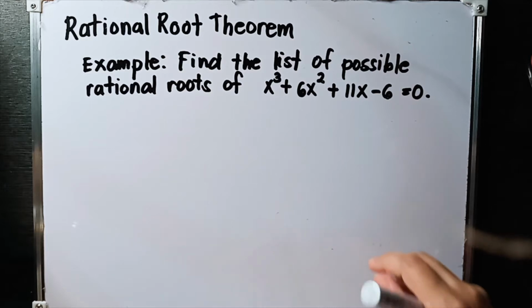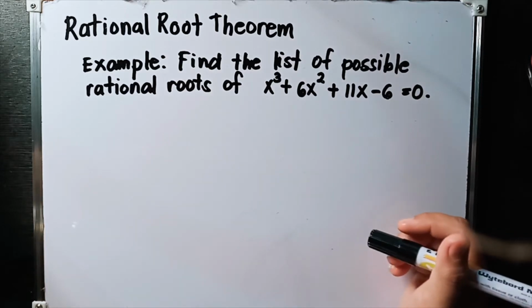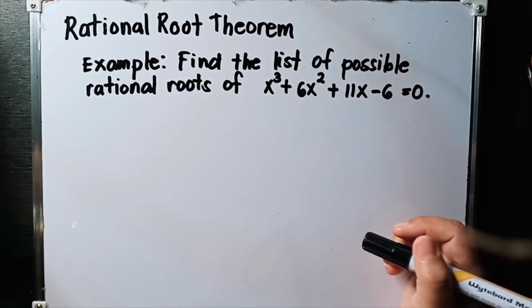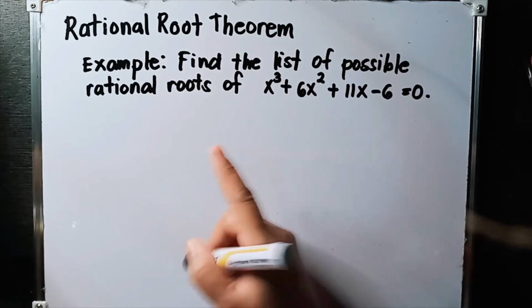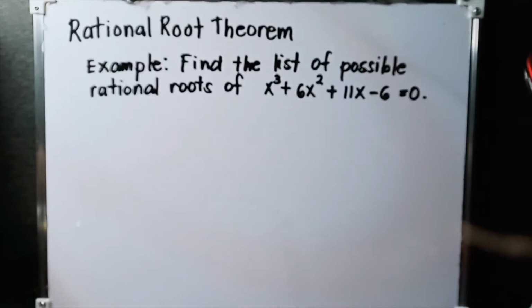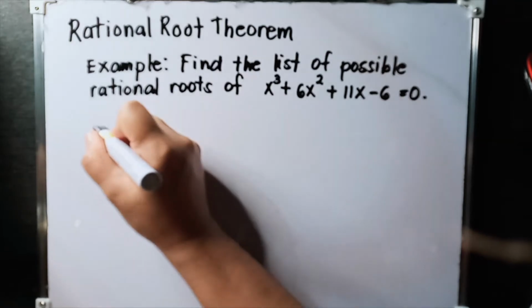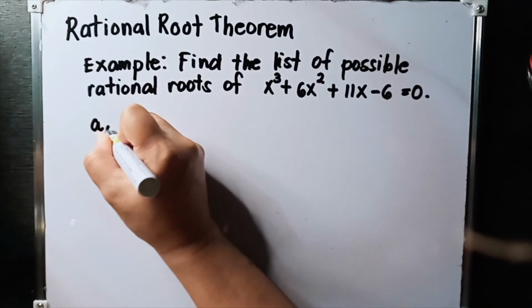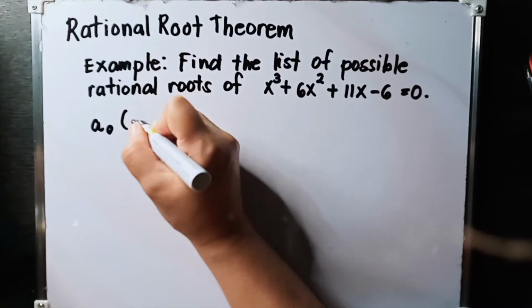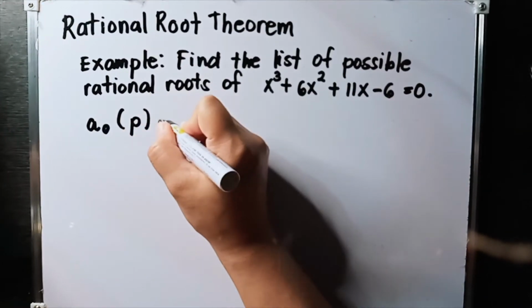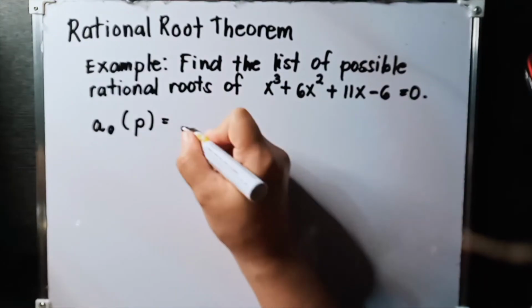So this time, let us focus on the step-by-step process of finding the possible rational roots of these polynomial equations. So firstly, we need to identify our constant term. In this case, our constant term, or our a sub 0, or rather p, is negative 6.